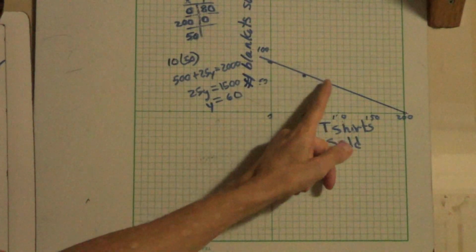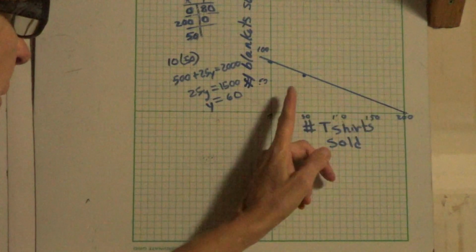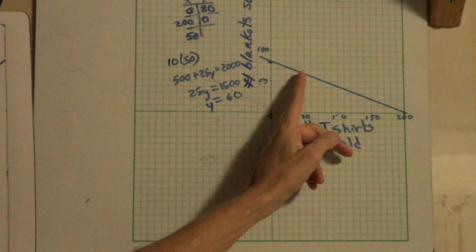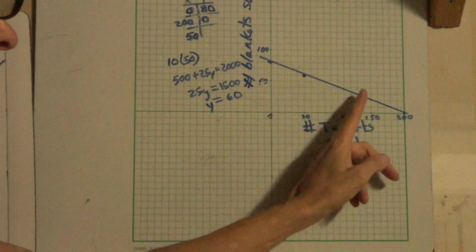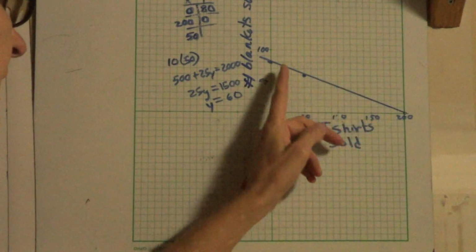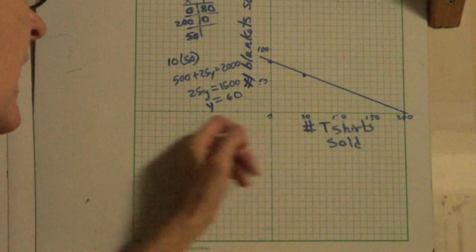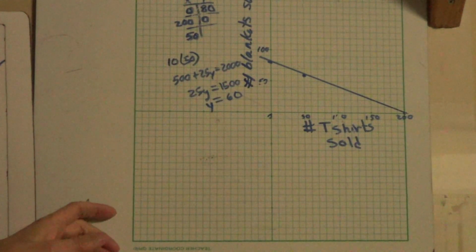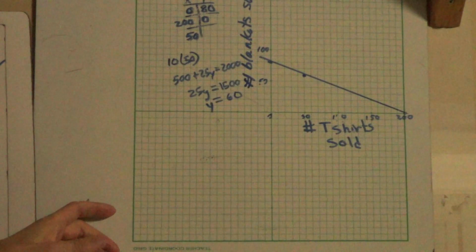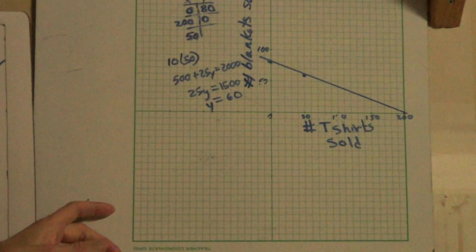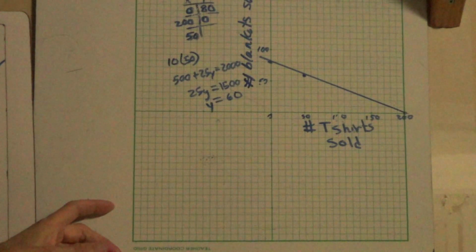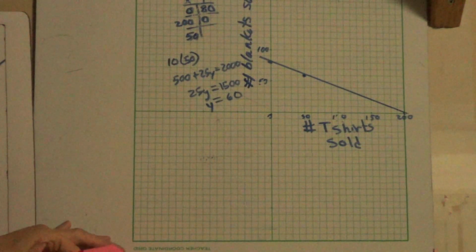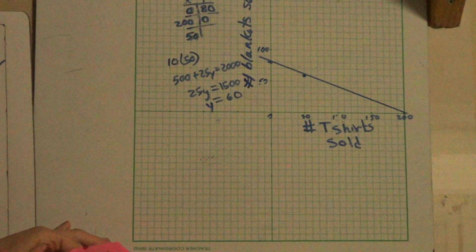And then all these points in between are showing us, okay, if you sell 50 t-shirts, you need to sell 60 blankets. And any point on the line will tell us how many we need to sell if we sell a different number of blankets than the 80, or a different number of t-shirts than the 200. So that way it's a little bit quicker in your meeting as people are asking, hey, how many do we need to sell?